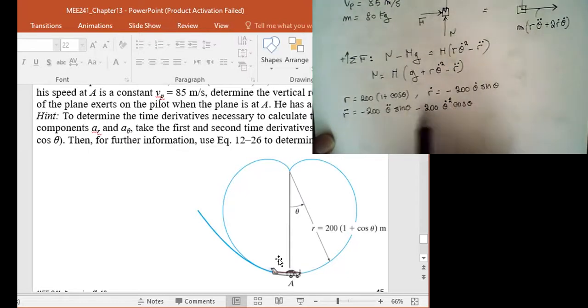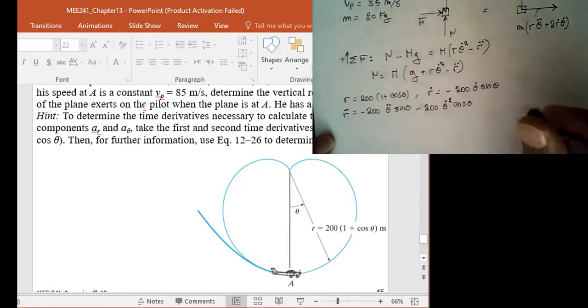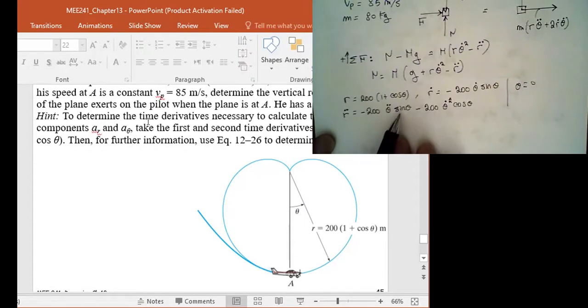So we need to know these. Well, what is theta prime? Do we know theta prime? We don't know theta prime. They actually just gave us the velocity, right? Well, we know theta is equal to 0, so these are evaluated at theta equal to 0. Sine 0 is 0, right? And cosine 0 is 1. So r double dot is actually equal to how much? Minus 200 theta prime squared, right?